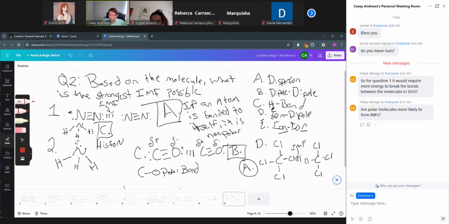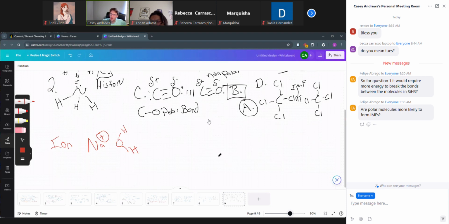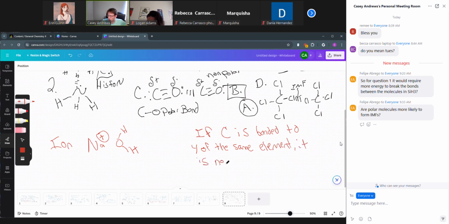Nobody said C. That's good because we don't have hydrogens. So it comes down between dispersion and dipole-dipole. It comes down to, do you think this molecule is polar? Here's another hint for you. If carbon is bonded to 4 of the same element, it is nonpolar. Right? So carbon is bound to 4 different chlorines. By definition, that makes that molecule nonpolar. So that's another way to do these fast.